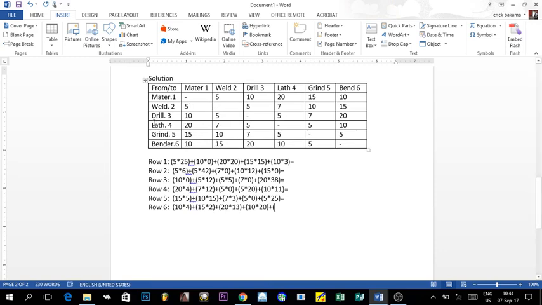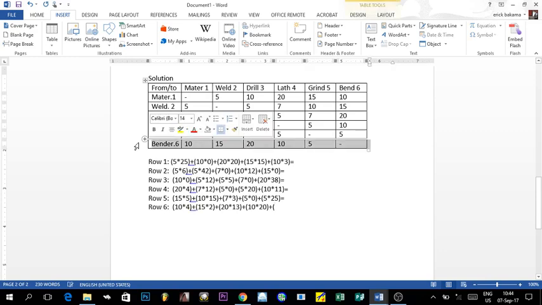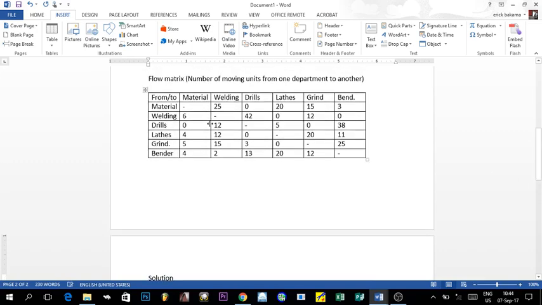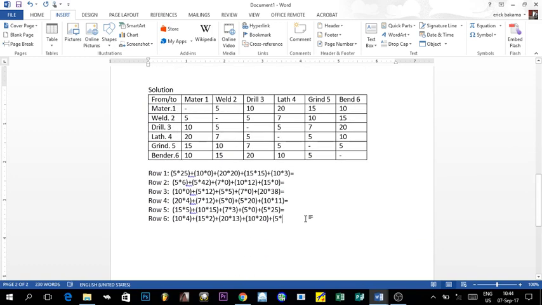And then with room 6 and room 5, the distance is 5 between room 6 and room 5. So now we check from bender and grind. How many units are moving from bender and grind? We have 12 units. So we have our value of 12 units here.